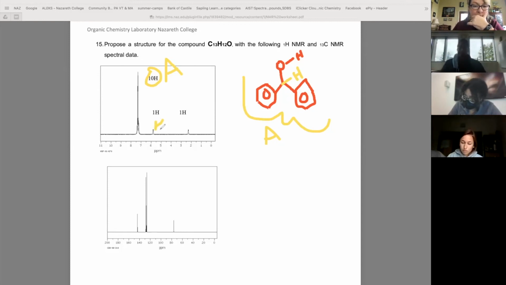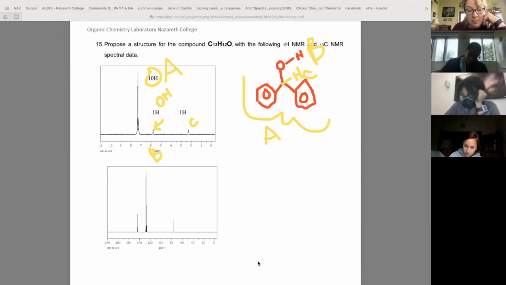So it turns out that this is the alcohol peak, OH. So I'm going to call that B, just because I like to go in order. And then this is C, which is going to be this one right here, C.